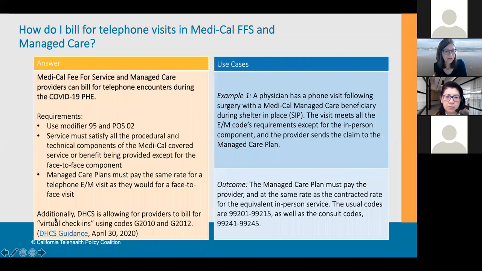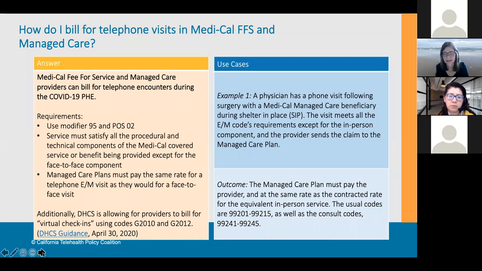If it turns out it was just a check-in after the surgery, and didn't meet the components of the E&M, that's when you'd bill a virtual check-in. Now, say the call was maybe 10 days after the surgery and it fell into a global. I think that would be a 99024 with a modifier 95 and an 02, because it's falling within a global period after a surgery, and certainly the 90-day global period for surgeries.